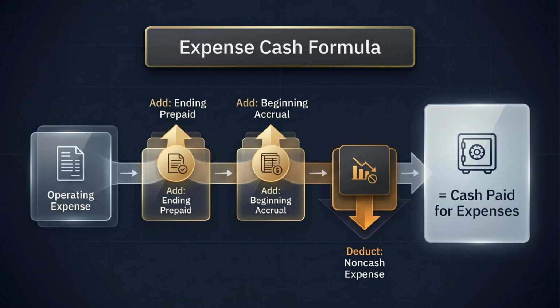Then deduct non-cash expenses such as depreciation and amortization because they reduced income but did not consume cash in the current period. The formula is not about memorizing signs blindly. It is about asking what the accrual number includes, what cash timing effects exist, and what non-cash charges must be removed. Once that logic is clear, the formula becomes much less frightening.